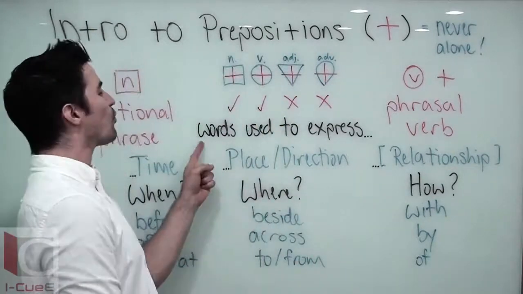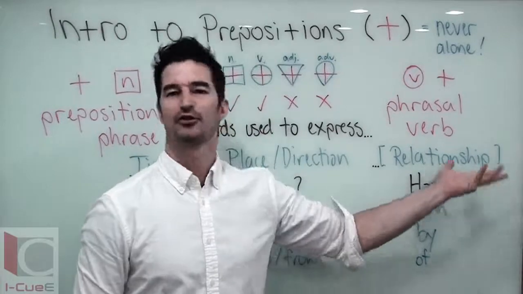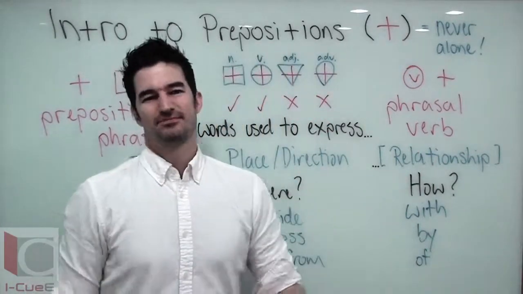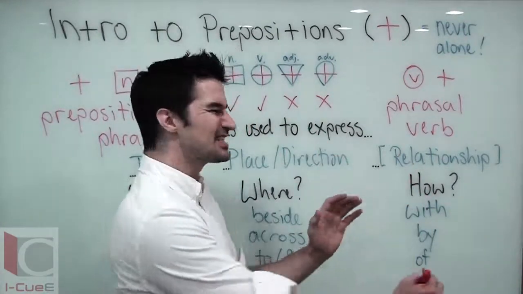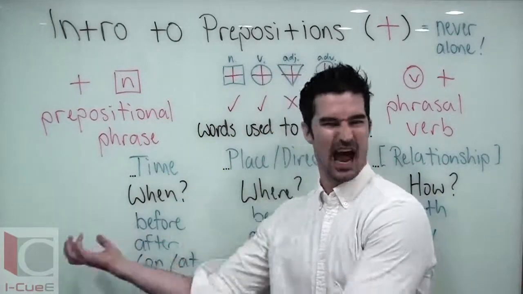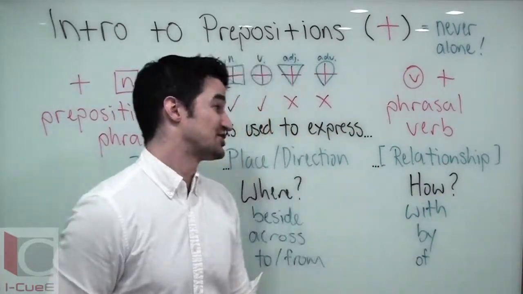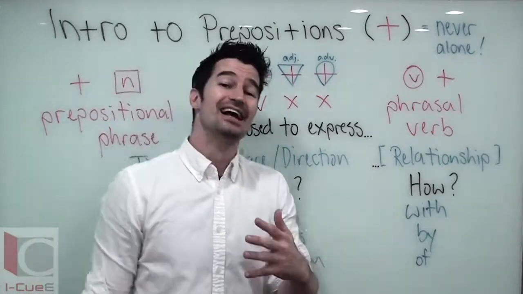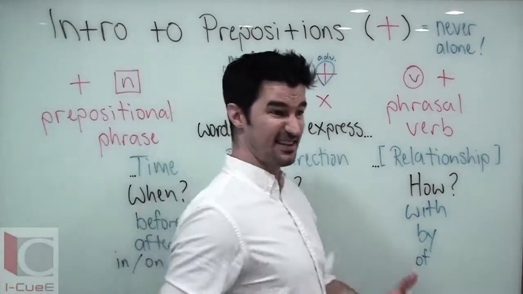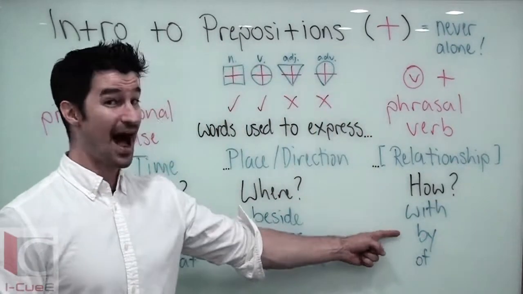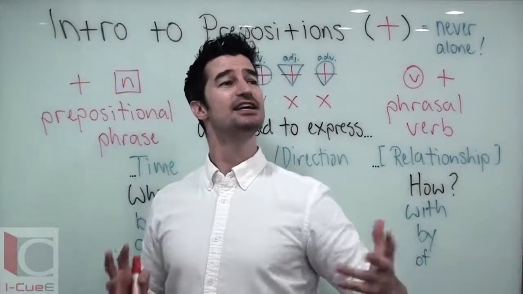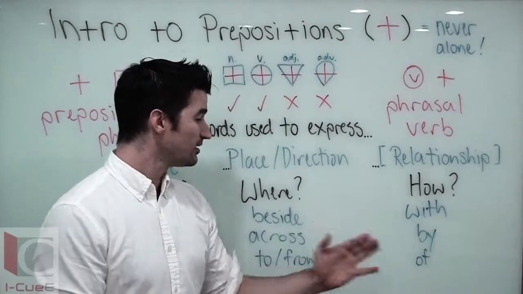Lastly, we have words used to express other relationships. These are sometimes relationships of manner. They're not as easy to specify as time and place, but usually these will answer the question, how? And these are words like with, going to the movie with a friend, that's how I'm going to the movie, or by, or of.